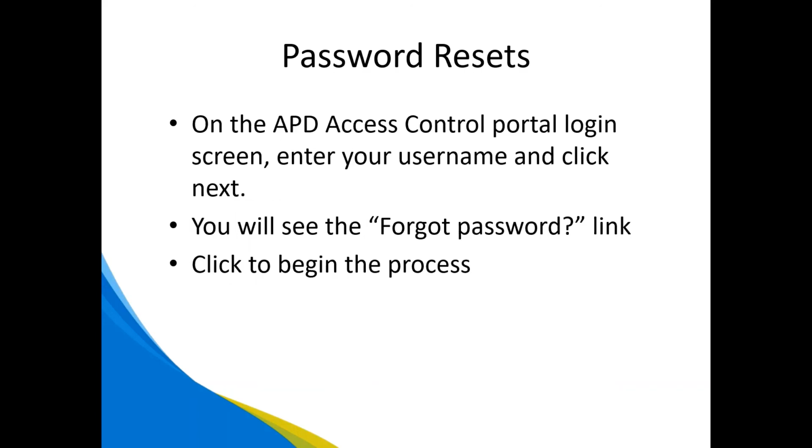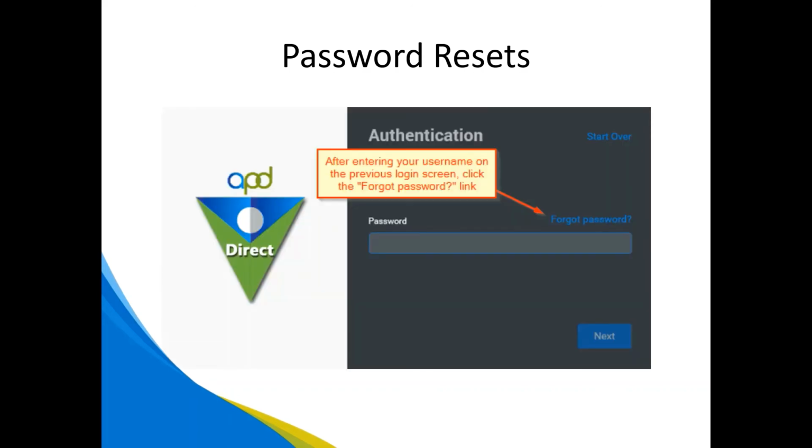To start the process, you will go to the APD Access Control Portal login screen where you normally enter your username, and you'll go ahead and click Next, just like you always do. And when you get to the password screen, you'll see that there is a link for Forgot Password, and you click on that link to begin the process. And this is just a screenshot of that password screen, and you see right above where you enter your password is that little blue link for Forgot Password.